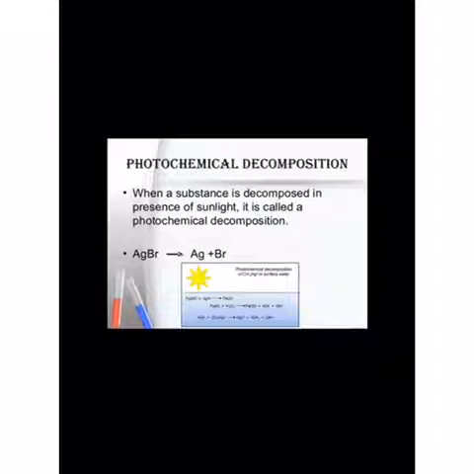Photochemical decomposition. When the decomposition is carried out in the presence of sunlight, it is called photochemical decomposition. For example, silver bromide, when kept in the presence of sunlight, breaks into silver and bromine.